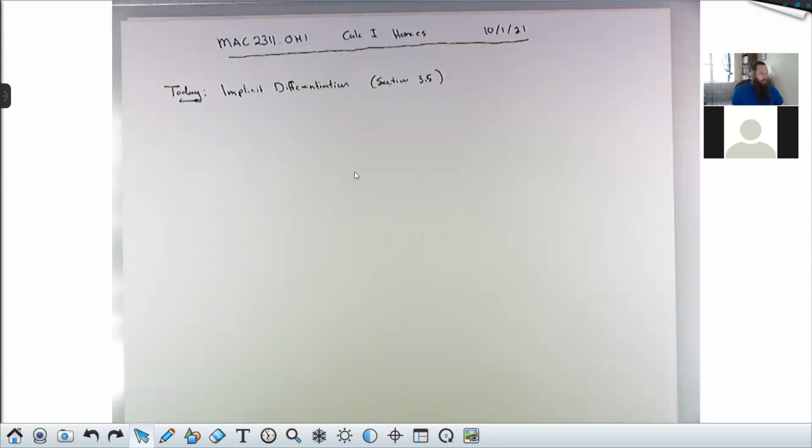Alrighty, here we go. So first, the word implicit. Does everybody know what the word implicit means? It's the opposite of the word explicit. So implicit comes from the word imply, which is to suggest without saying directly. So it's a kind of indirect differentiation.